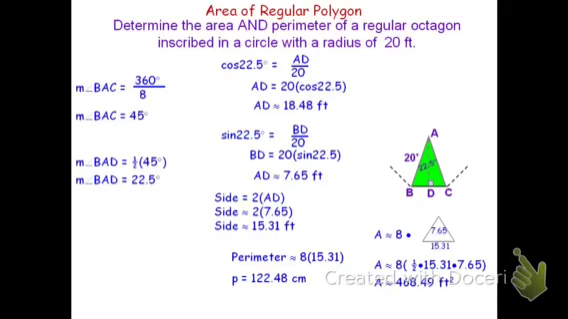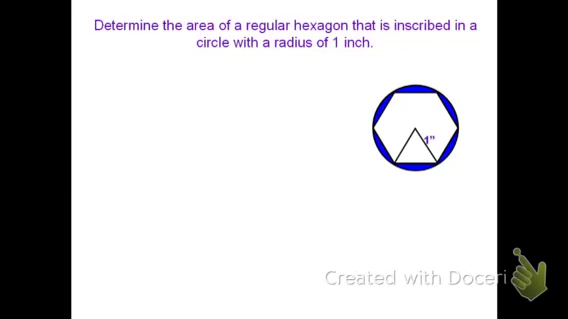All right, so let's look at one more example. Now this next one is kind of a special case. We're going to find the area of a regular hexagon, and hexagons work a little different than the others. In this case, it's inscribed in a circle again, so just like the last problem, it's inscribed in a circle, and they gave me the radius.